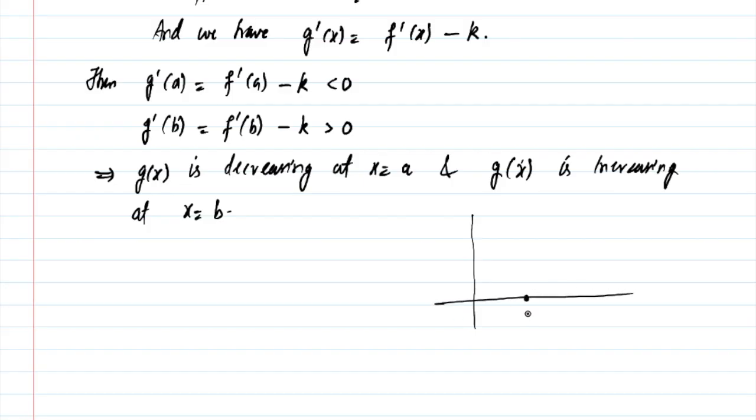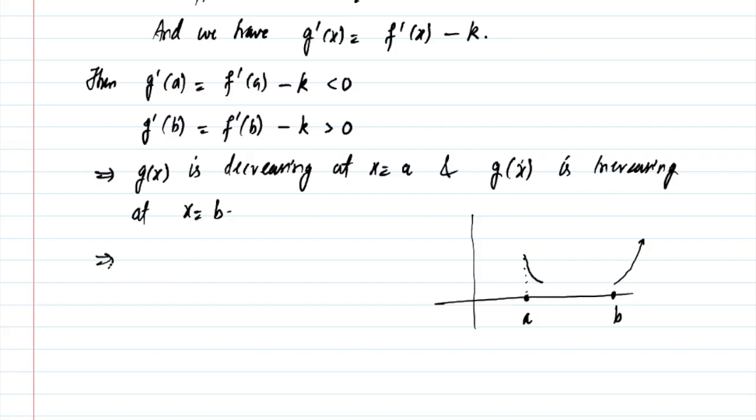Suppose this is a point a here and this is a point b here. As the function is decreasing at a, the functional values are decreasing like this. This is the point x equal to a. So this means the minimum value of the function cannot be attained at a. At the same time, the function is increasing at b. That means at the point b the function goes upwards. So the maximum value of the function cannot be attained at the point b.